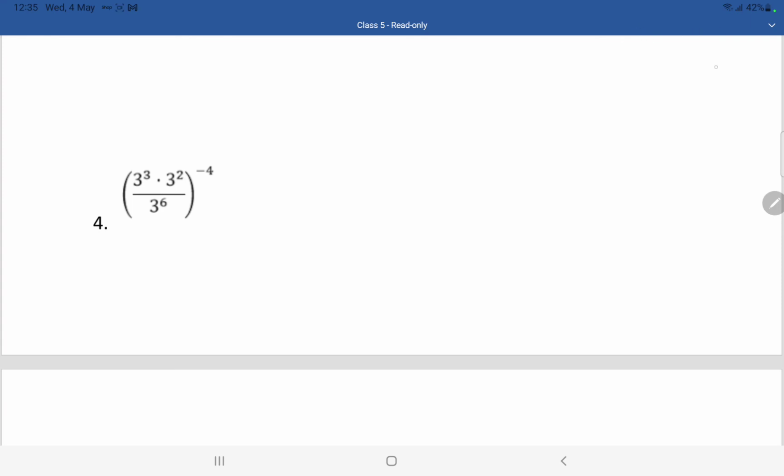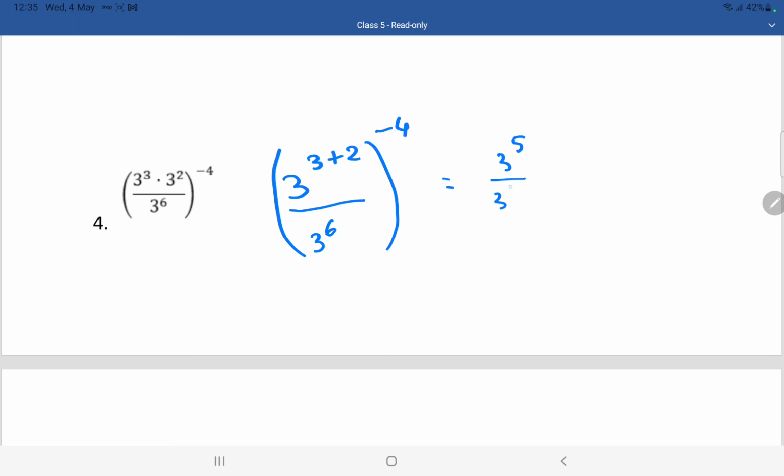So coming to the fourth question, children, I can write this as 3 power, here dot is there, no? Instead of dot, you replace it, dot is nothing but multiplication here. You need to add the powers, divided by 3 power 6 whole power minus 4, is equal to 3 power 5 divided by 3 power 6 whole power minus 4. Now remember children, I told you whenever you have minus symbol in the question, you should interchange the numerator and denominator. So I'm going to write 3 power 6 by 3 power 5 whole power 4.